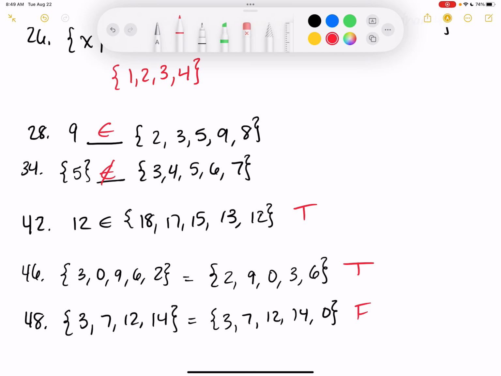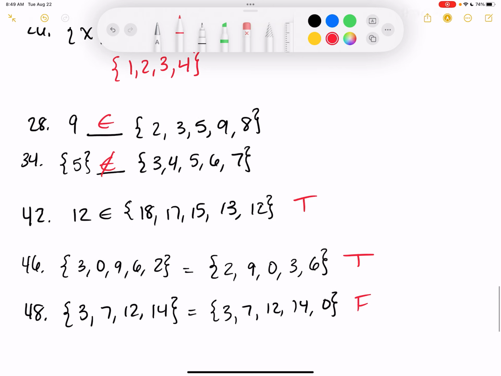Okay, so these next problems, they give us a whole bunch of sets. So I'm going to write them all out once. When you do your homework, I would recommend you just write them once and then do all the problems that are associated with that so that you're not having to write them every single time.